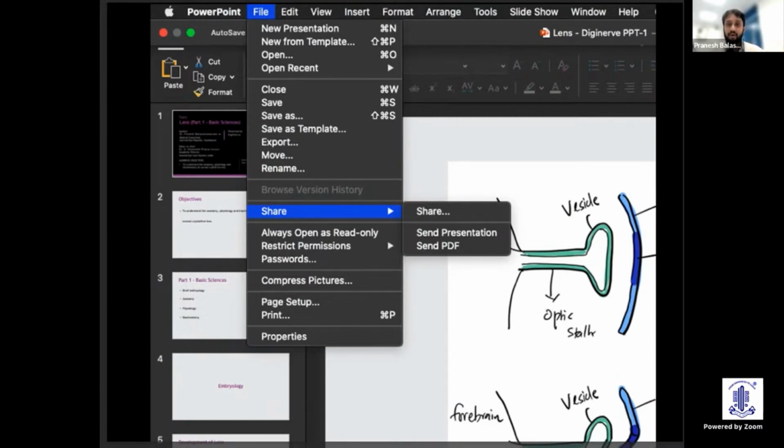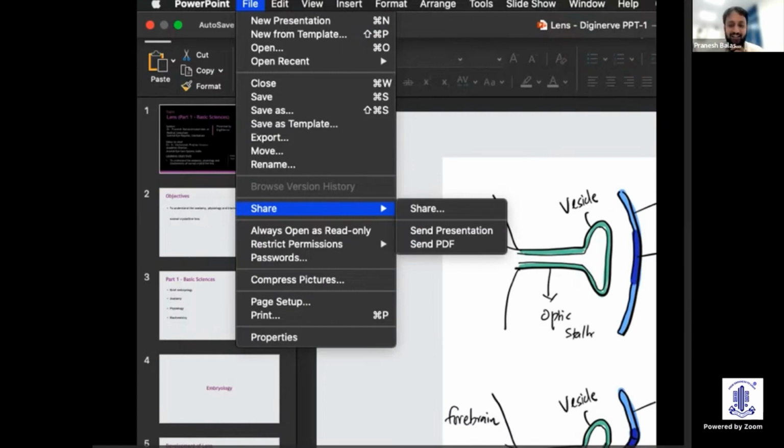It doesn't have to be a video. Video is the best way of giving a flipped resource, but you can just share the PowerPoint as a PDF with your students. I think that's going to be much easier for the students to go back and read.